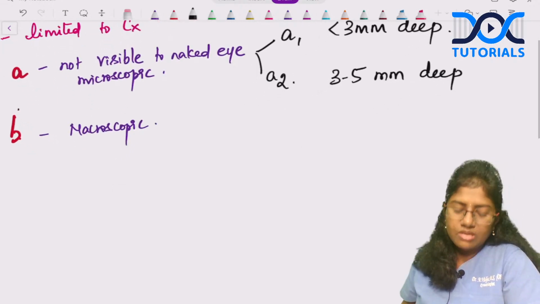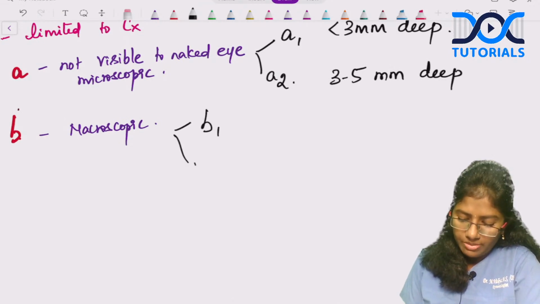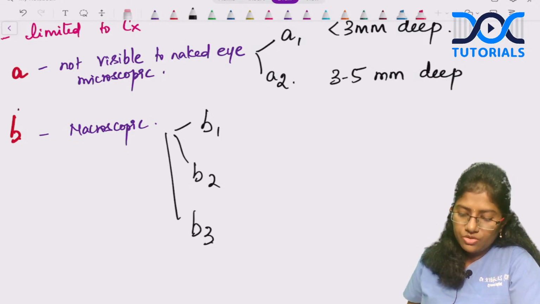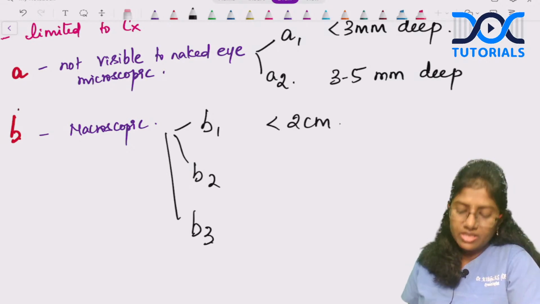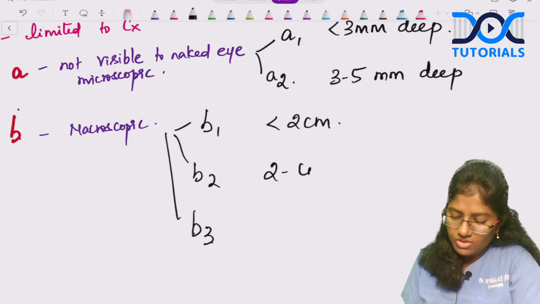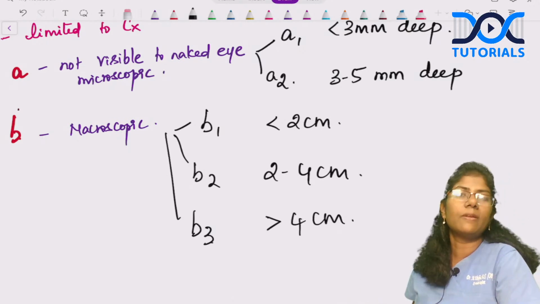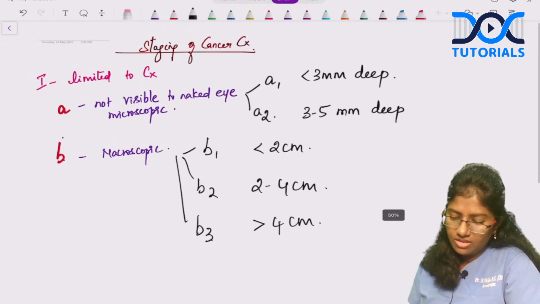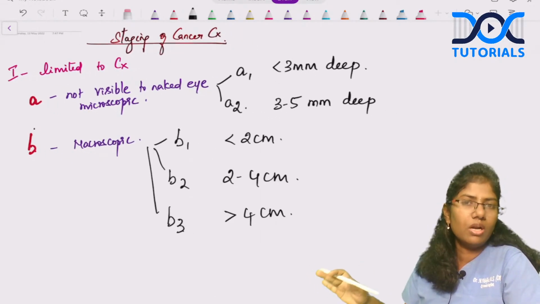What is B? B is macroscopic lesion, and in turn we have B1, B2 and B3. What is B1? A lesion measuring less than 2 centimeter is B1. Lesion measuring 2 to 4 centimeter is B2. Lesion measuring more than 4 centimeter is B3. This is about stage 1 of cancer cervix.